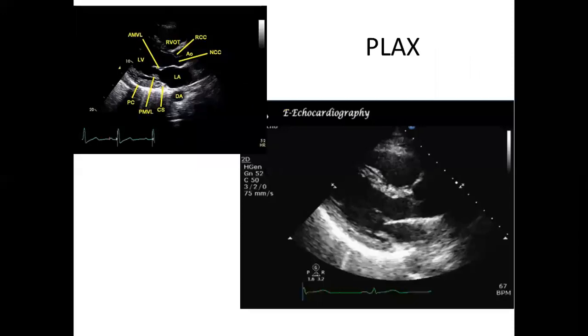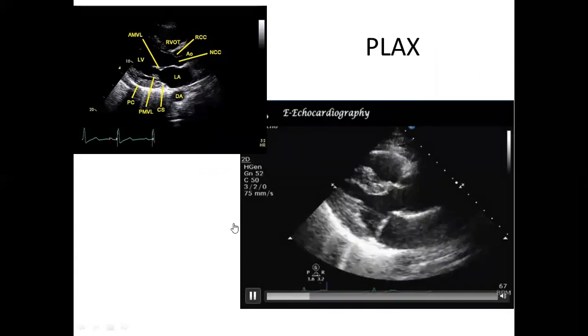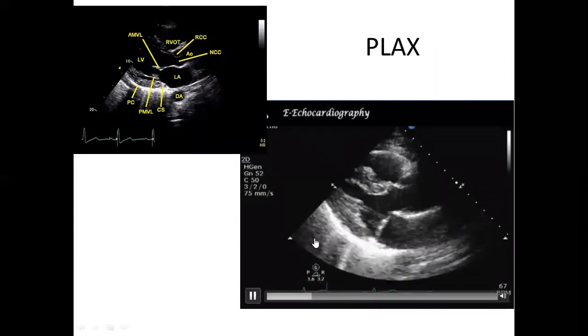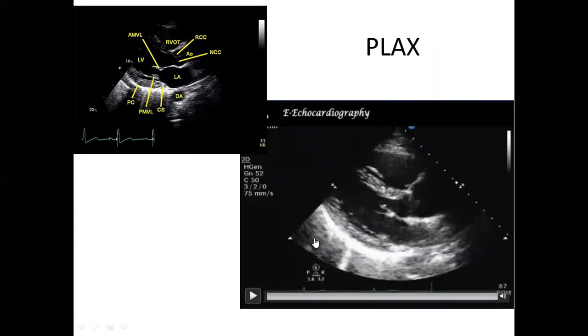So here is long axis again. These are the explanations, and here is a video. This is how it will look like. Guys, right there, this is a website, so you can check out this type of videos on this site, or you can find them a lot on YouTube.